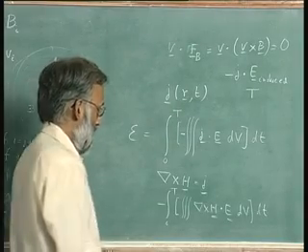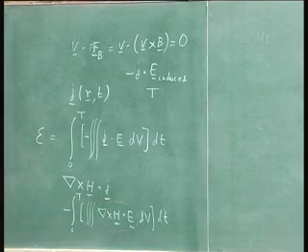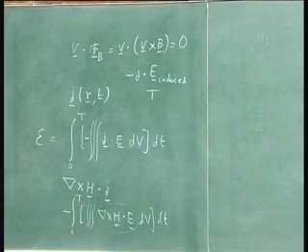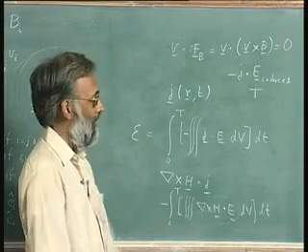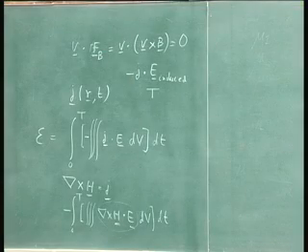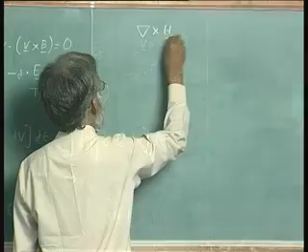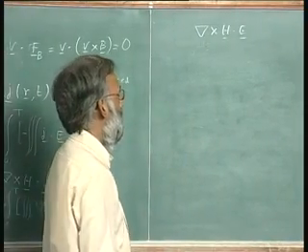Now, we immediately see that we have to do something with this, but this is one of those nasty vector identities. How do we simplify this vector identity? So, what I am going to do is I am going to take this curl of H dot E and apply my simple techniques to it.